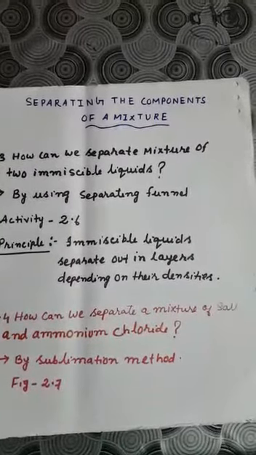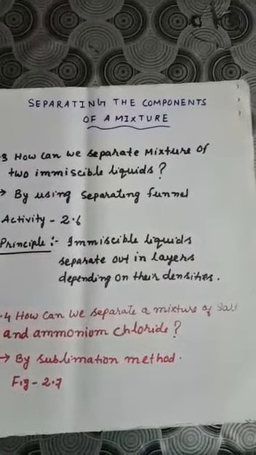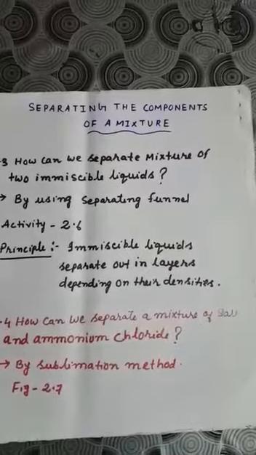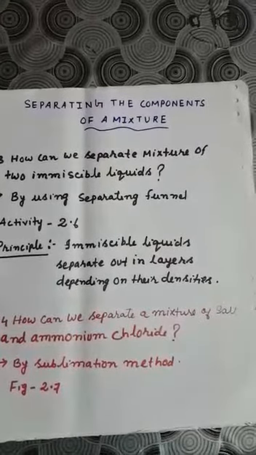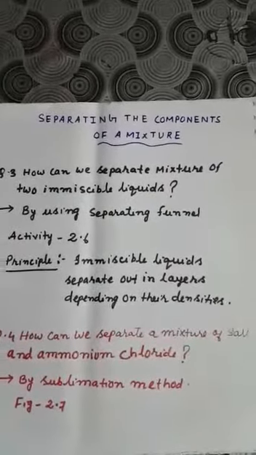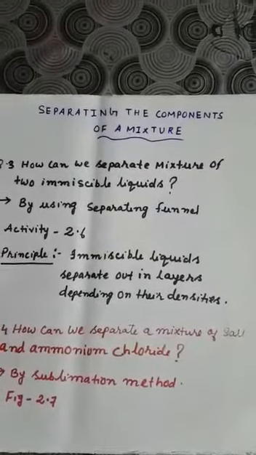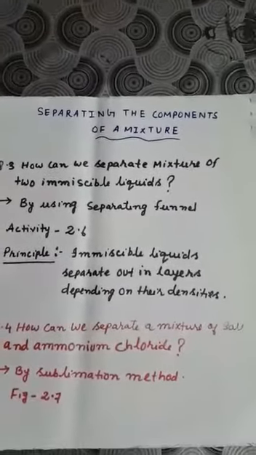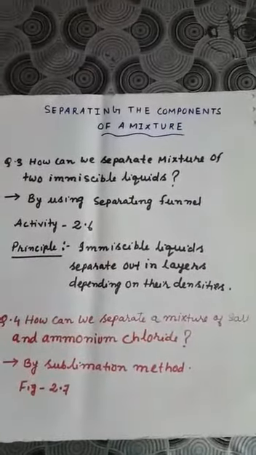Okay, next question is, how can we separate a mixture of salt and ammonium chloride? That means you can take any kind of salt and ammonium chloride. Ammonium chloride is a kind of salt which gets directly converted into the gaseous state on heating. It will never get converted to the liquid state. So by the sublimation method, we can separate.